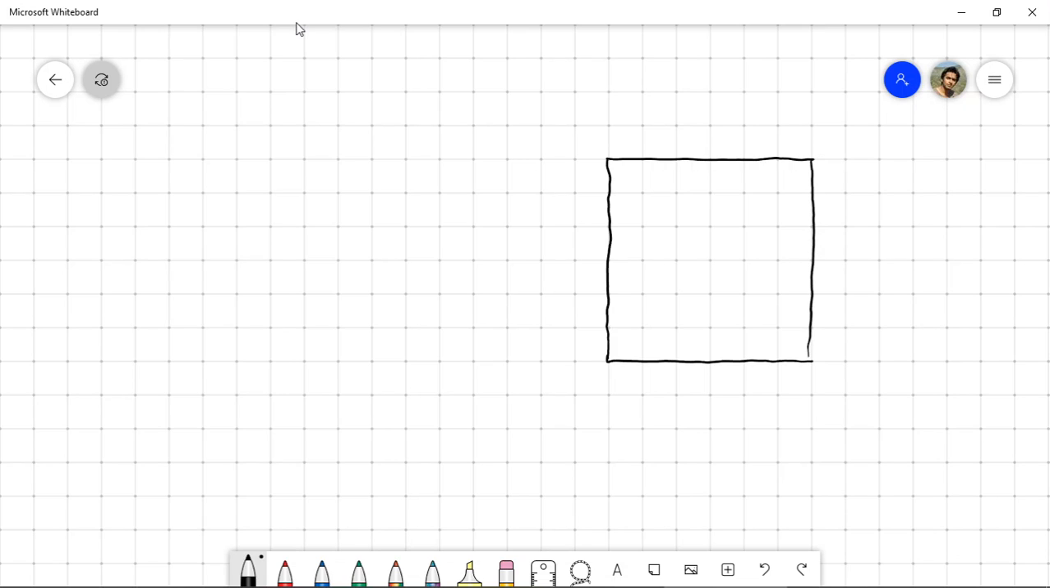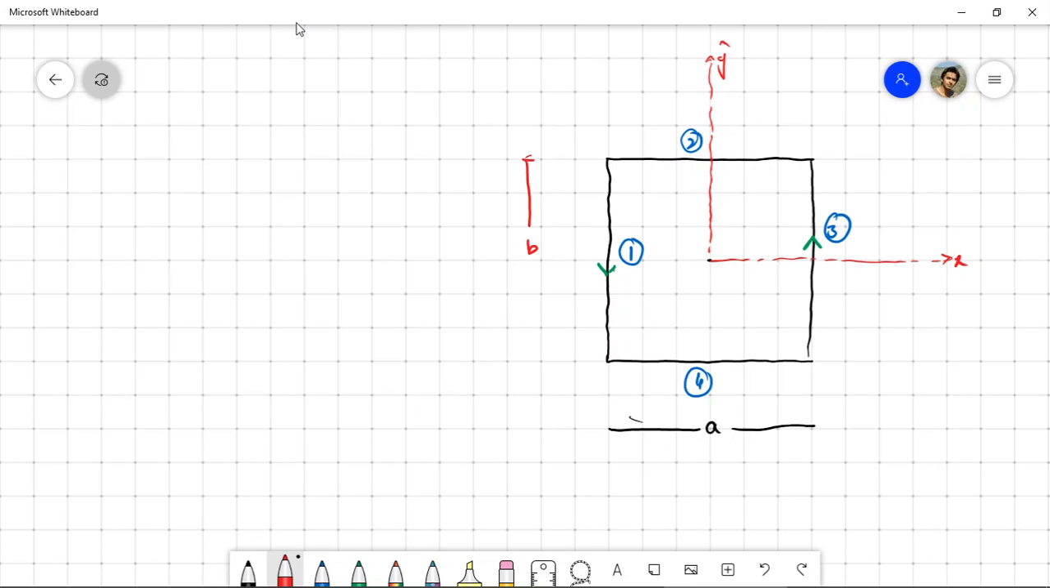So if this is a simple loop and the width of that loop is a, we'll say that this loop is placed on the xy plane. So this is going to be the x-axis, this is going to be the y-axis. He's labeling this as the first segment, this is the second segment, this is the third segment, and this is going to be the fourth segment. The direction of current is going to be this way, counterclockwise, and the length of this is going to be b.